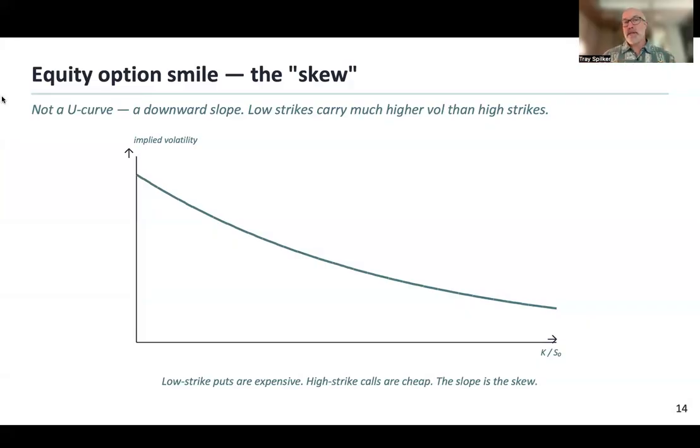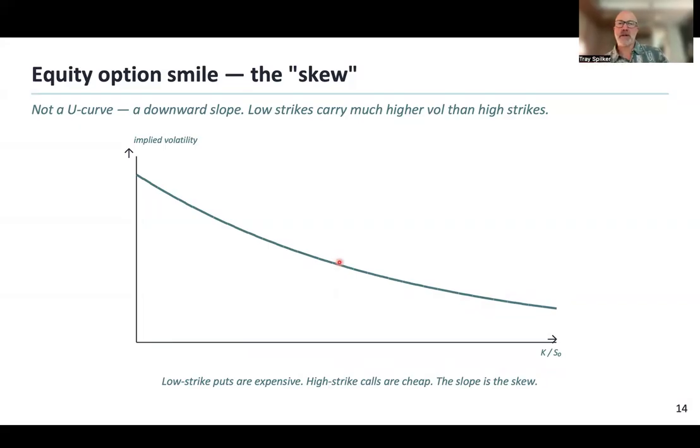So for equity options, the smile looks like a skewed smile. What we have here shows that the implied volatility is highest for the lowest strike prices. And this would be, of course, out of the money puts or in the money call options. And it drops monotonically as the strike price rises. So by the time you're at deep out of the money call options here on the right-hand side, the implied volatility is well below the at the money value, which is somewhere in the middle here.